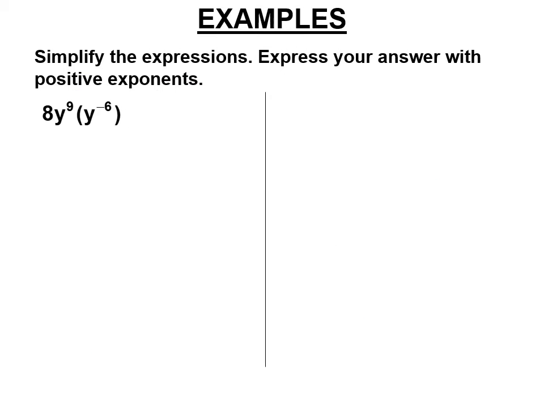Now there's coefficients. So 8 times 1 is 8. Y to the 9th times y to the negative 6. Whoops, I almost made that negative 8. Let's write this out. 9 plus negative 6 equals 8y cubed. 9 times 2 is 18.